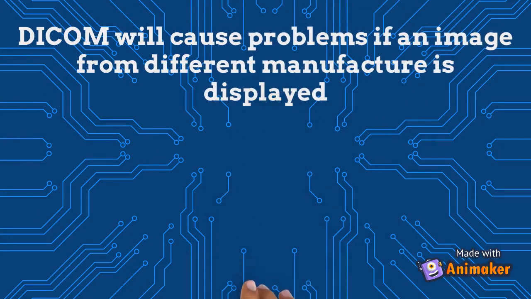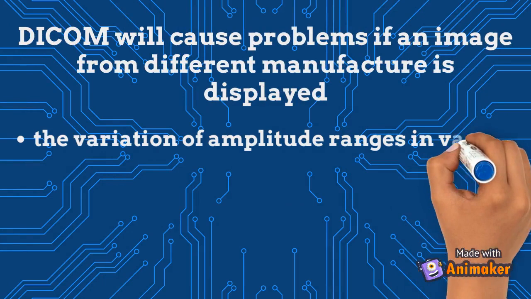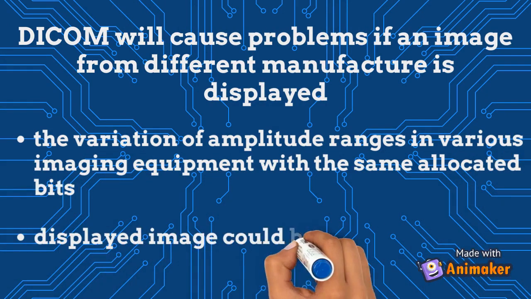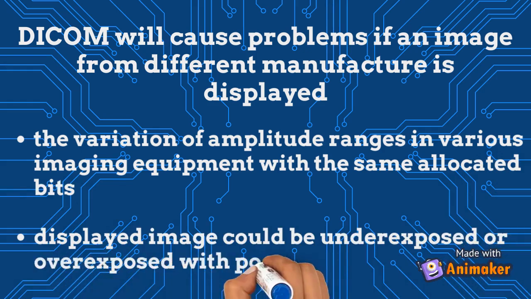Besides that, DICOM will cause problems if an image from a different manufacturer is displayed. This is because of the variation of amplitude ranges in various imaging equipment with the same allocated bits. Due to this, the displayed image could be underexposed or overexposed with poor contrast.